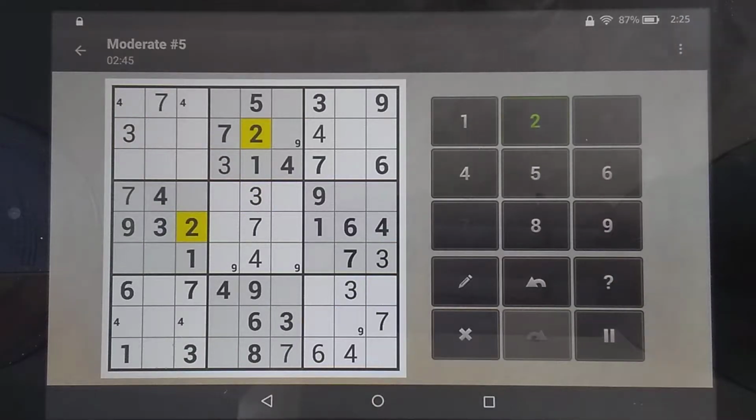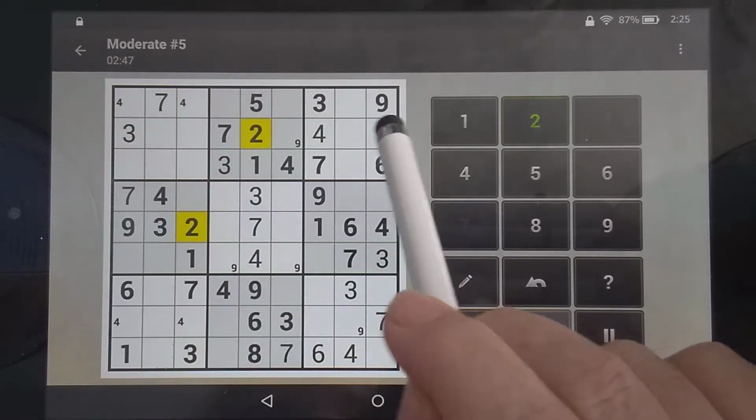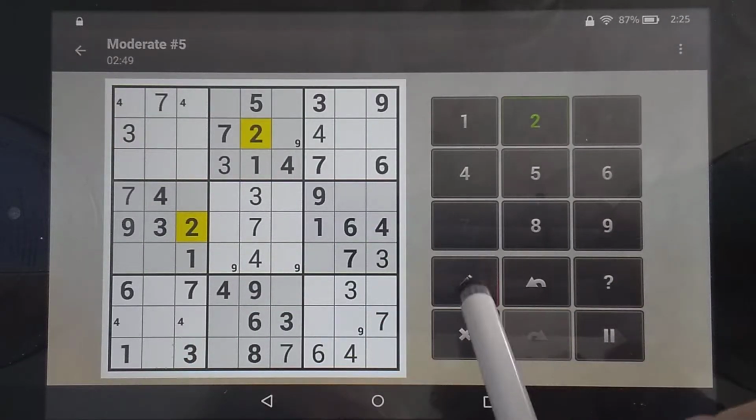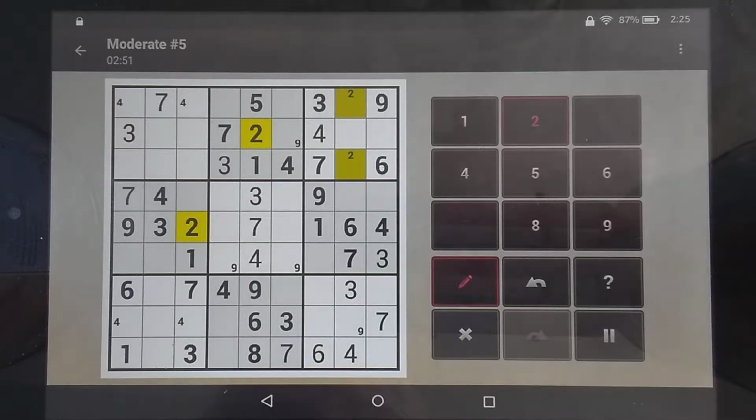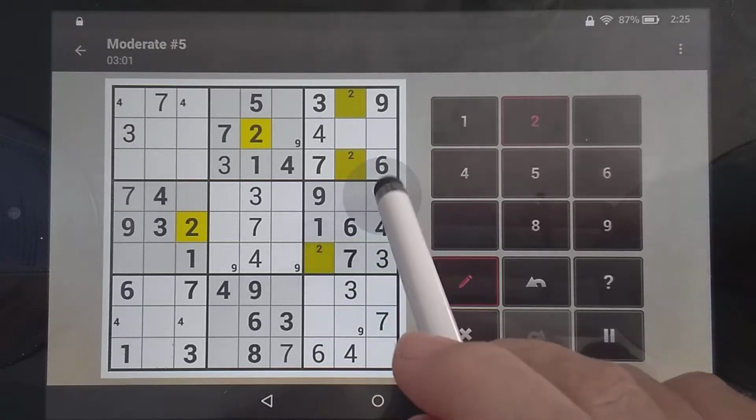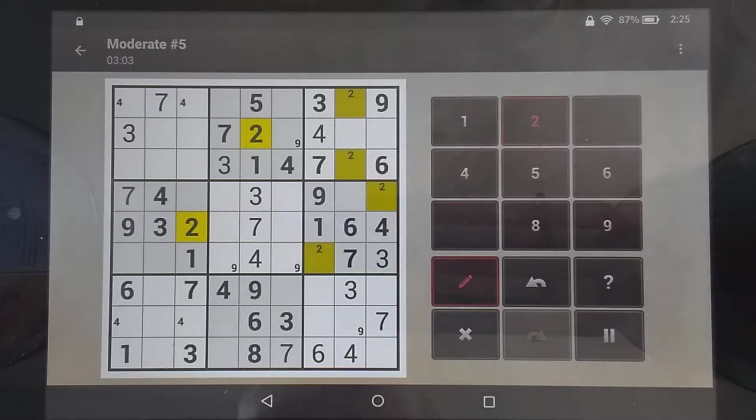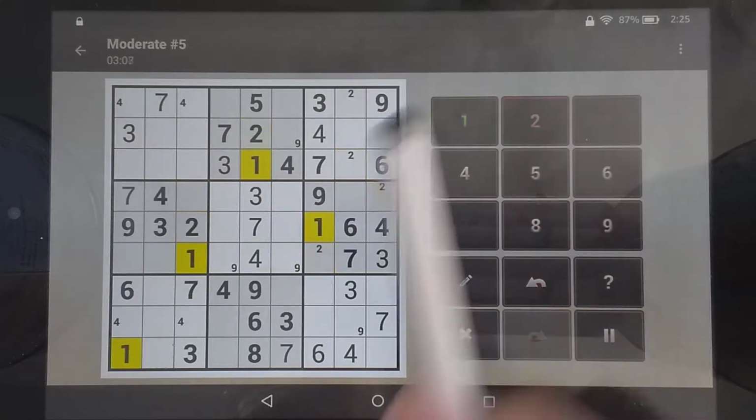On to the 2s. This 2 blocks out this row, so that means that the 2 there has to be in that column. Not a lot else. You could say the 2 has to be here or here because that column is blocked. That's about it worth notating.